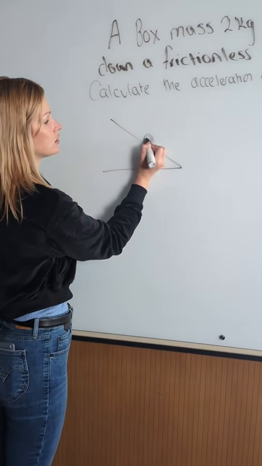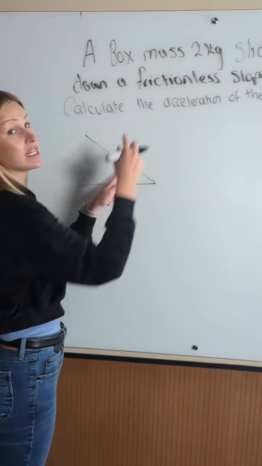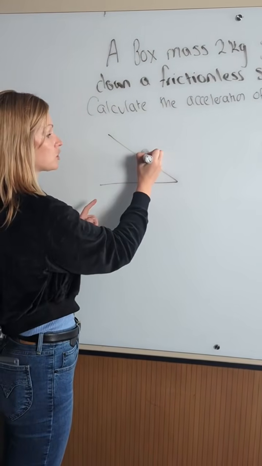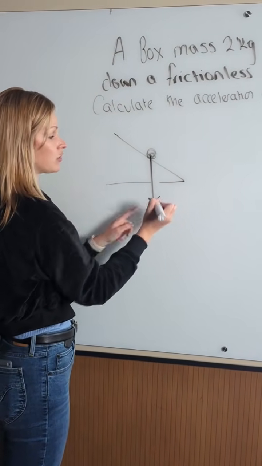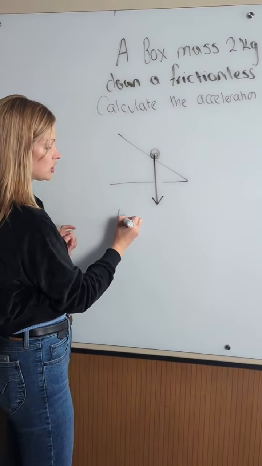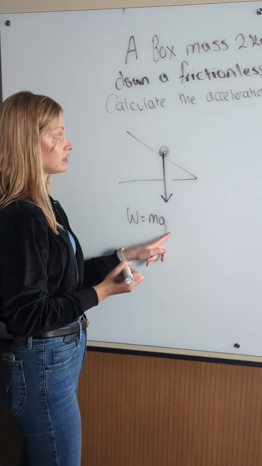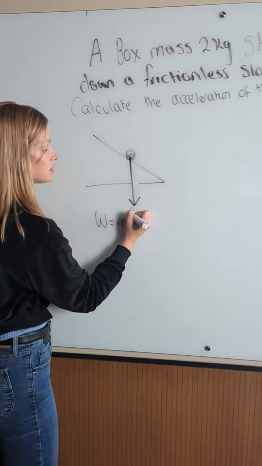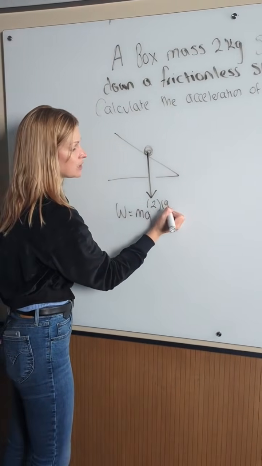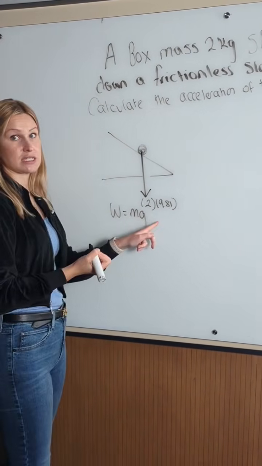So there's my box. It's got a mass of 2 kilograms, so I know the only force is the force pulling it down due to gravity. And I know the equation W equals m times g. Weight is mass times gravity. So if its mass is 2 kilograms, I just do 2 times 9.81 in order to find its weight.